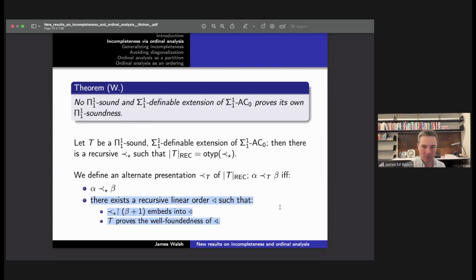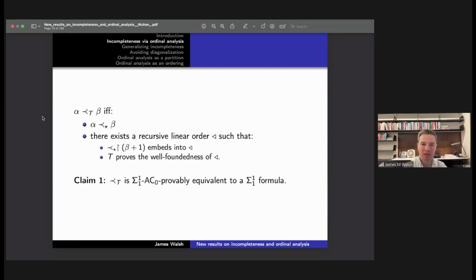So what does this mean? Here's the intuition. We have an ordering, Prec*, which is some recursive linear ordering. And Prec_T is just copying, initial segment by initial segment, what's going on in Prec*. But you're only allowed to copy something into Prec_T once you've seen that the initial segment of Prec* embeds into a T provably well-founded recursive linear order. So this is just how the definition works. We're copying over all initial segments that embed into T provably well-founded recursive linear orders. So that's the idea. I have here the definition of Prec_T on the screen.